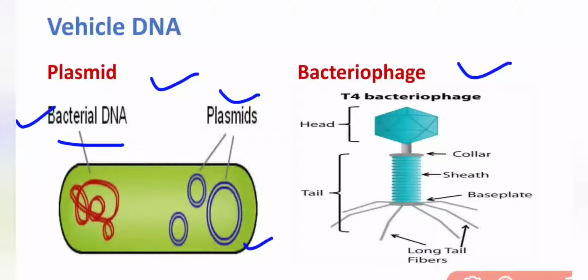Next is bacteriophages. Here the T4 bacteriophage is shown. The head part and the tail part are shown to you. The head part contains the genetic material which may be DNA or RNA. From the head part and through this neck part, which contains the collar, sheath and base plate, this genetic material gets transferred to the tail region and then it is transferred to the next cell. These long tail fibers help the bacteriophage to attach to the bacterial cell.